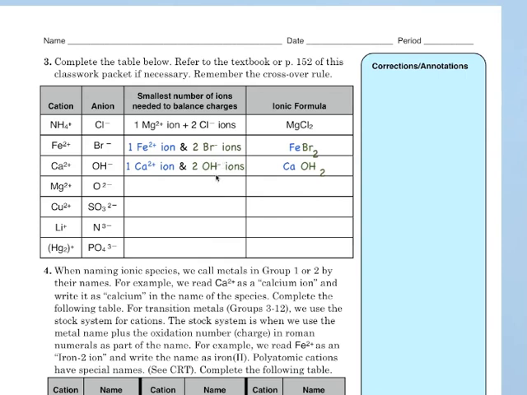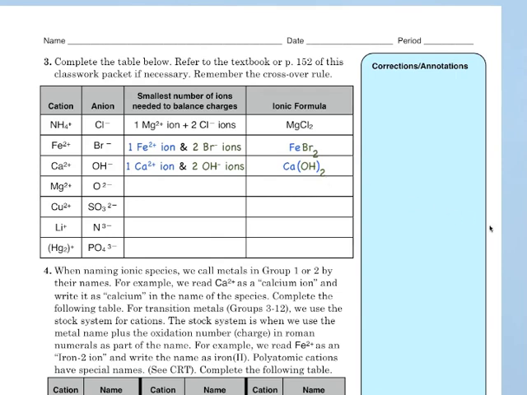So in order to carry that idea that this 2 applies to this whole thing, I need to go ahead and add my parentheses. And again, when you use a polyatomic ion that has more than 1 of the same type of ion, we're going to use parentheses to show that. Okay. Let's take a look at the last 4 examples.